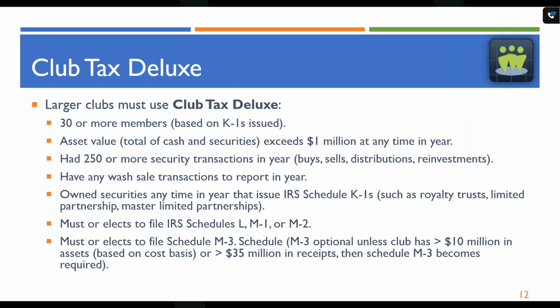If you own problematic securities that issue K1, such as royalty trusts, limited partnerships, master limited partnerships, those are problematic as well. If you must file or elect to file Schedules L, M1, or M2, or M3, those are all included only in Club Tax Deluxe. So you would need to use that version of the program.